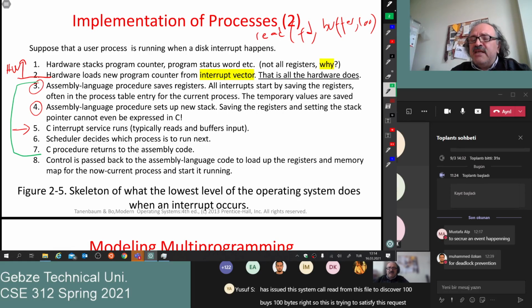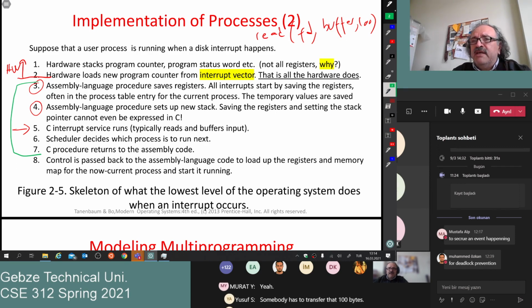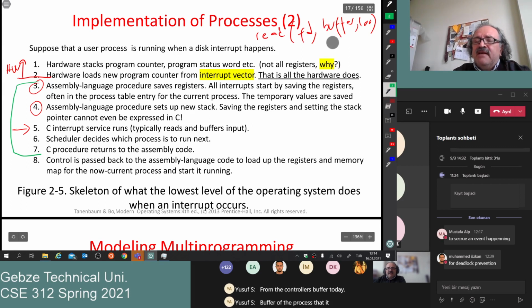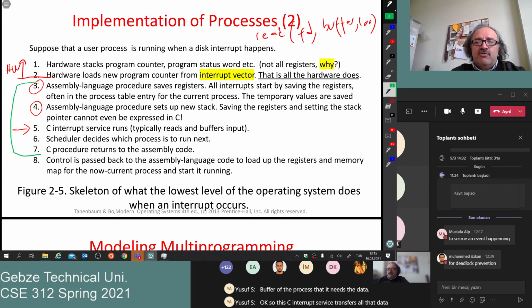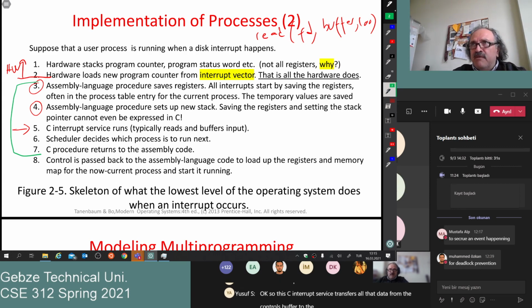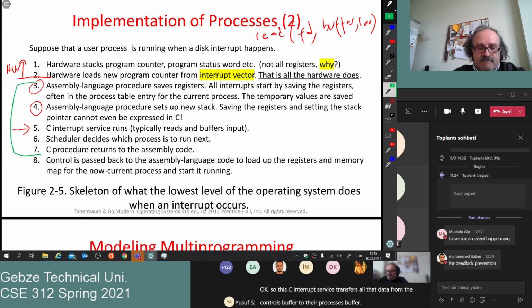When the data is ready, somebody has to transfer that 100 bytes from the controller's buffer to the buffer of the process that needs the data. So this C interrupt service transfers all that data from the controller's buffer to the process's buffer. Okay?